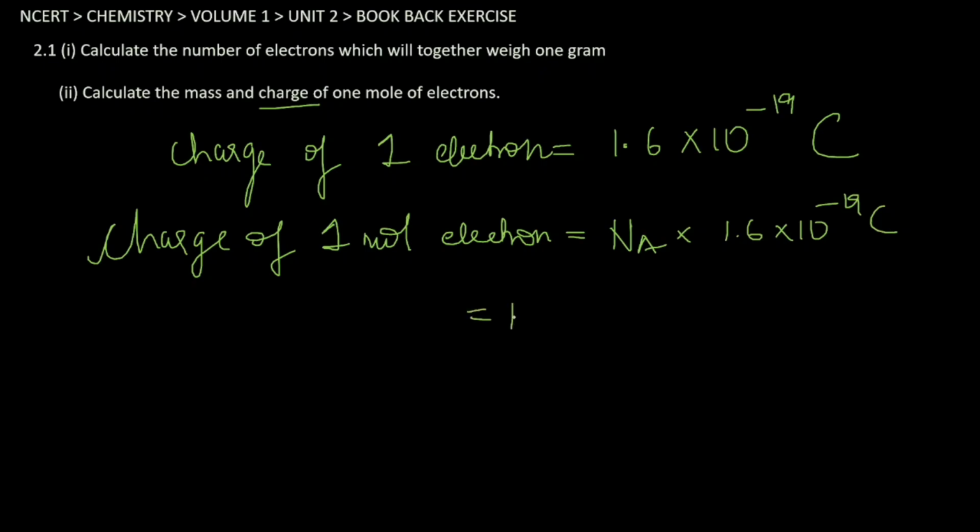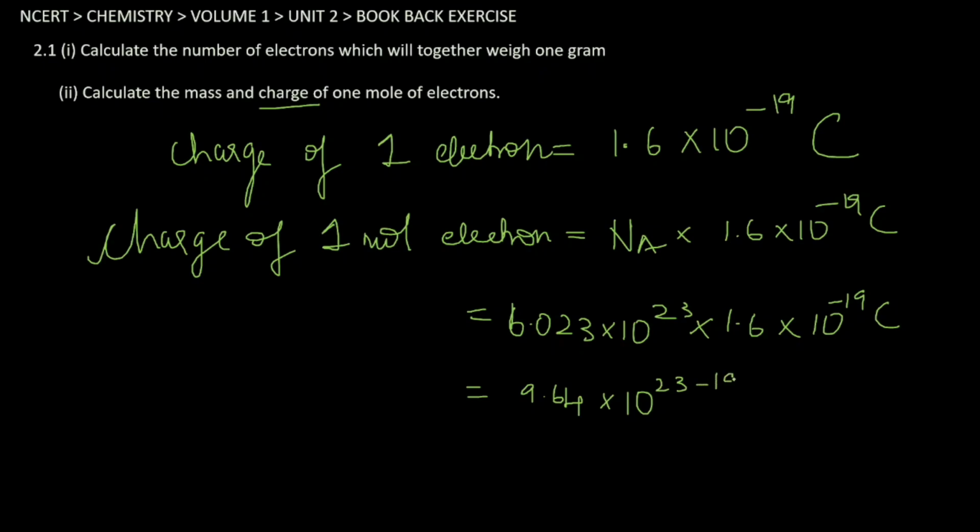Let's substitute the value of Na, that is 6.023 into 10 power 23, into 1.6 into 10 power minus 19 coulomb. On multiplying both terms, we get 9.64 into 10 power 23 minus 19 coulomb, which is nothing but 9.64 into 10 power 4. On moving the decimal 4 places to the right, we can get rid of the 10 power term, so we get 96400 coulomb.